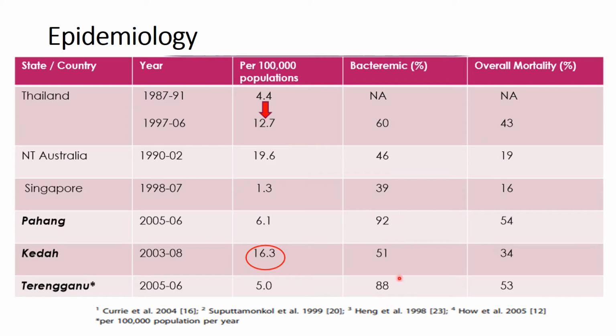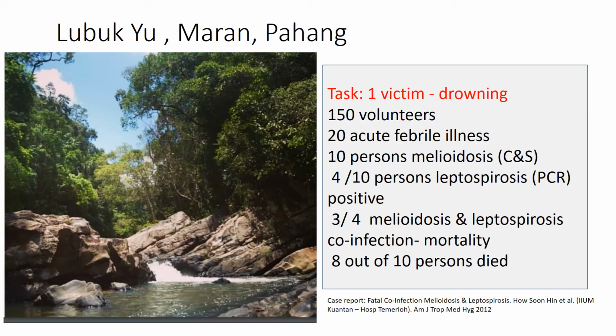The other thing that this chart I think strikingly shows is those patients from Malaysia, the data from Malaysia, 90% from Pahang, 50% from Kedah and 88% from Terengganu, all of them had bacteremia as a major presenter. Okay, I want to bring you back to Lubuk U in Maran, Pahang.